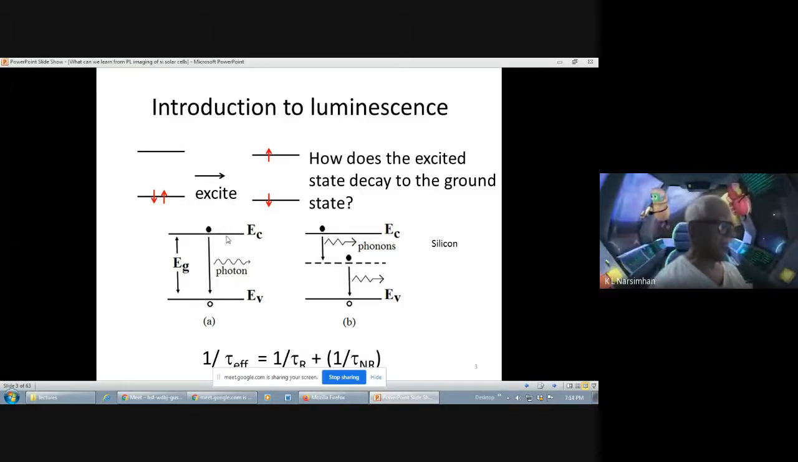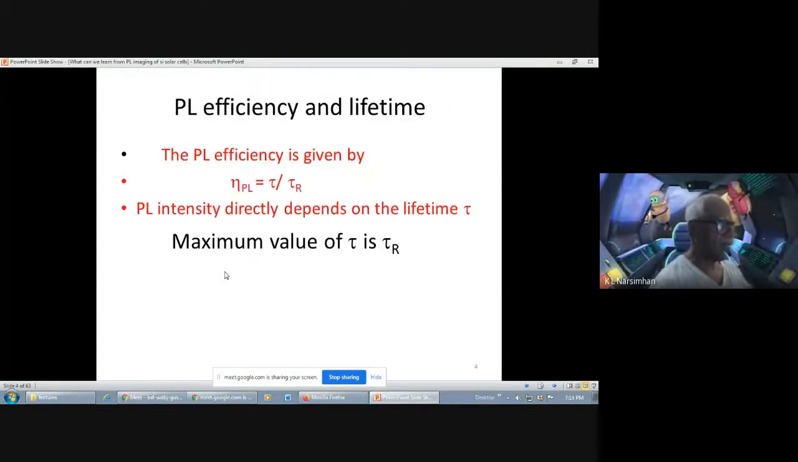The excess carrier lifetime is the average time these carriers are free before they recombine. And this excess carrier lifetime, we have seen, is what determines the PL intensity, because if the lifetime is large and becomes close to tau r, eta PL can become 1. The maximum value of tau can only be tau r because that's a fundamental process.